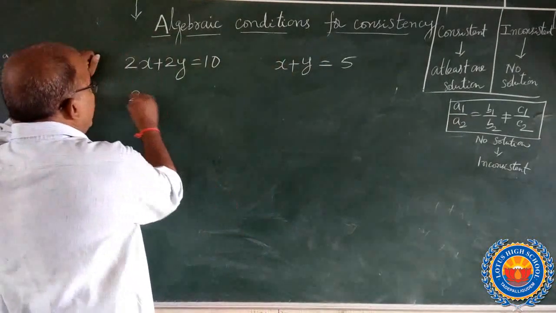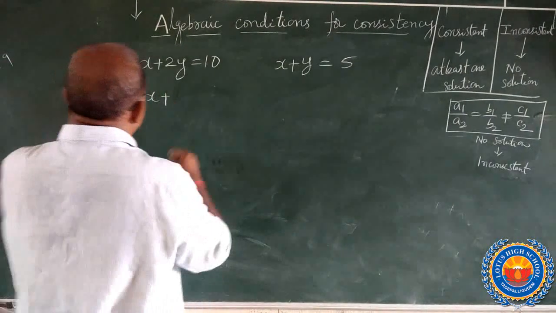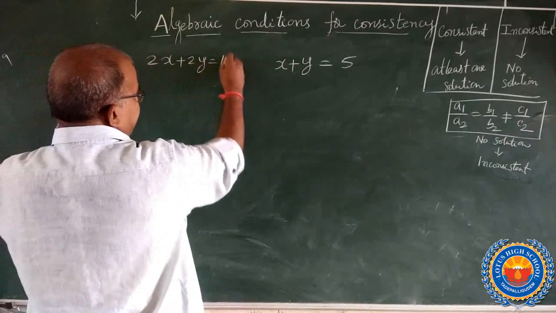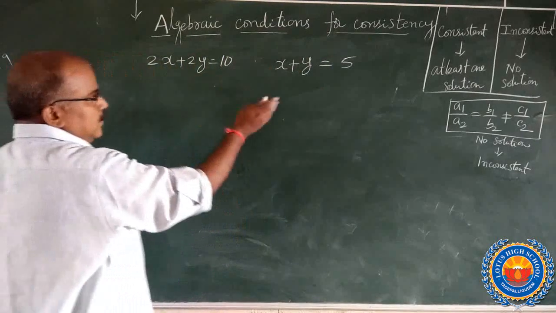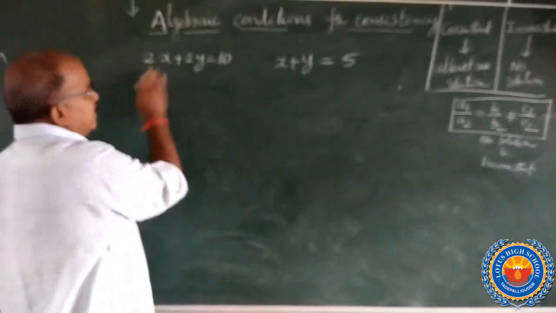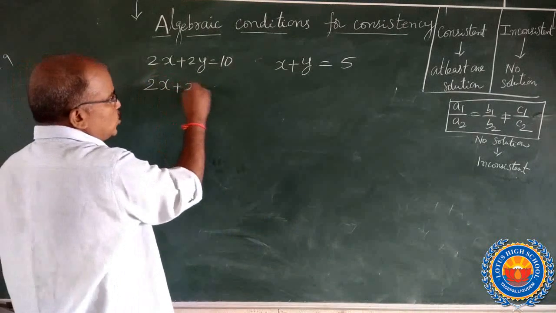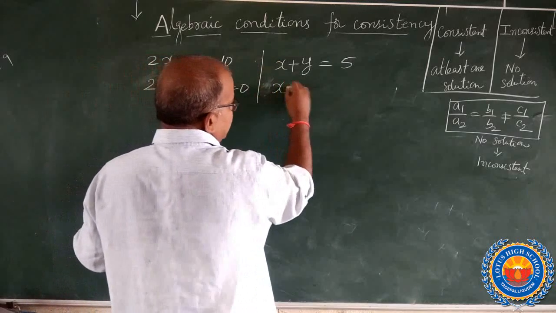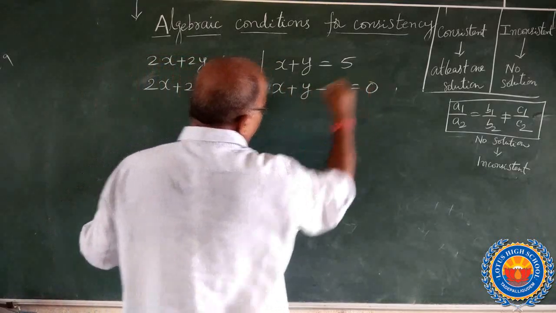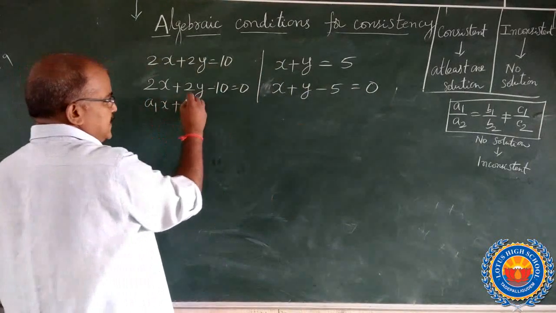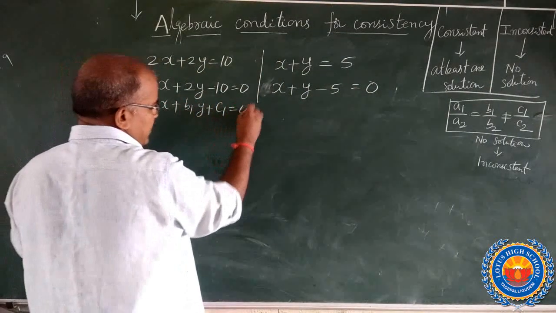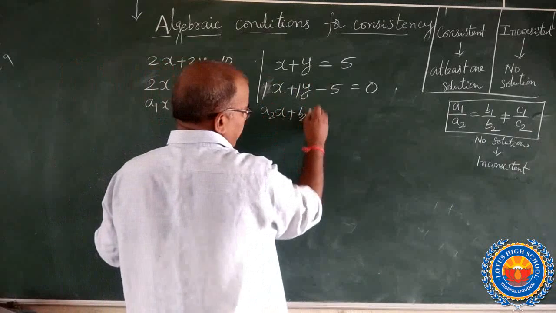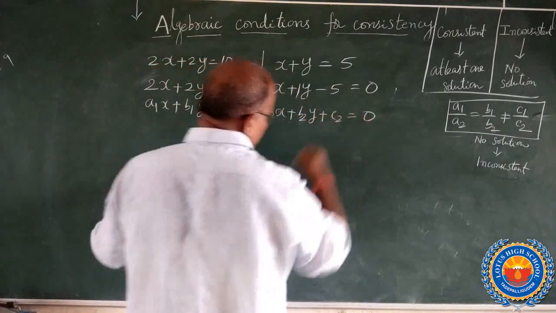So here 2x plus 2y is equal to 10. This is one, and this is the second equation. So the original equations have been taken. Compare. First we can write in general form: 2x plus 2y minus 10 is equal to 0, and x plus y minus 5 is equal to 0. This is a1x plus b1y plus c1 is equal to 0, and a2x plus b2y plus c2 is equal to 0.